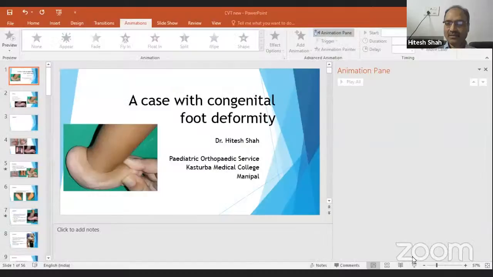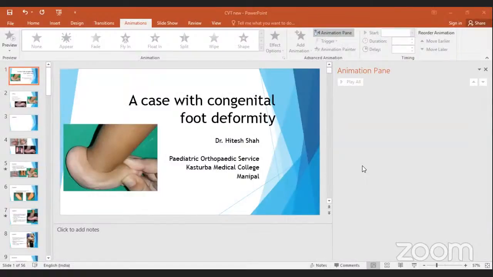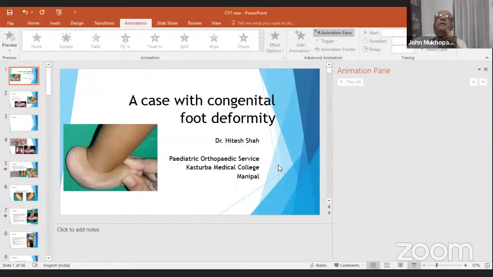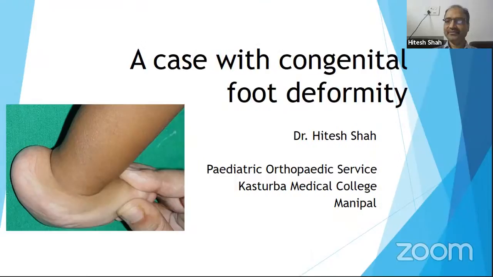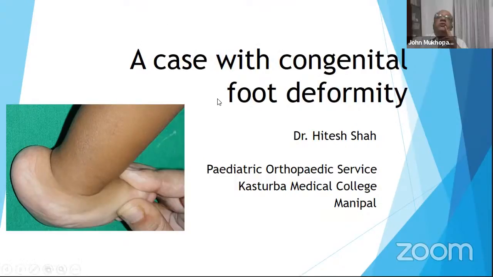Okay, my screen is visible. Yes, sir. Sorry, now it is. Need to go full screen though. Yeah. Now it's okay? Yes. Okay.